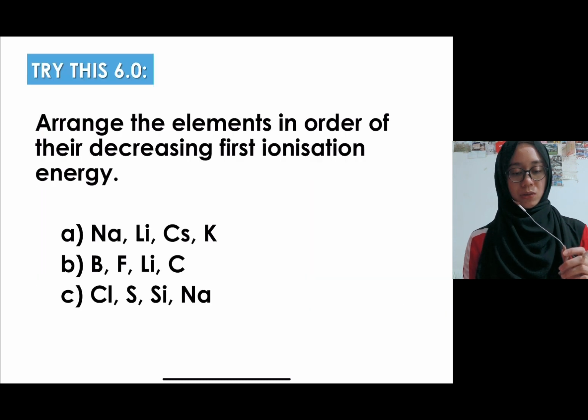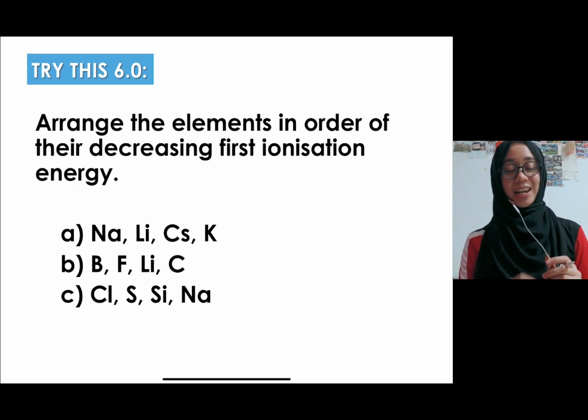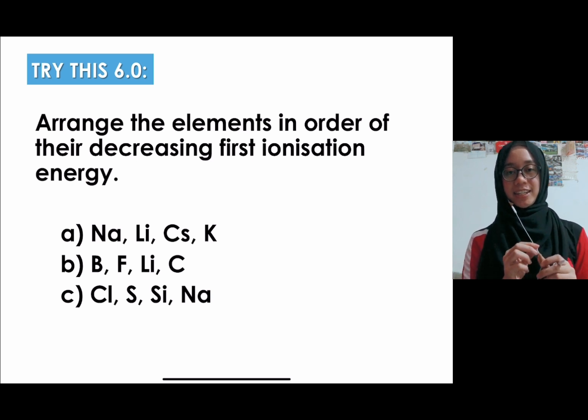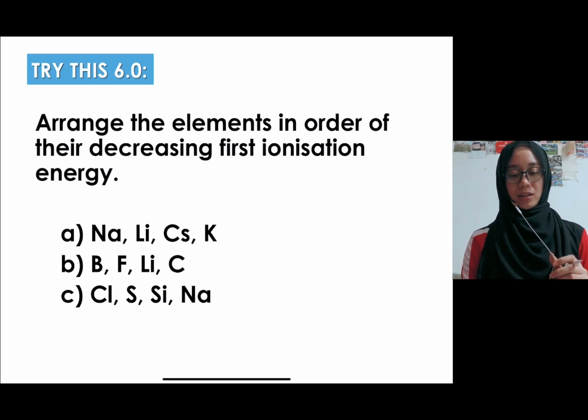Okay, so try the 6.0. So Miss guna yang sama aja macam 5.0. It's just that this one kamu kena arrange in order of decreasing first ionization energy. Okay, so basically ada banyak kan, ada 4 bahagian.